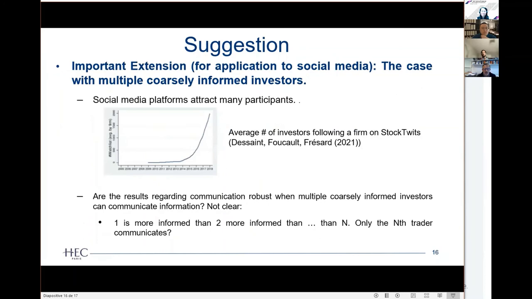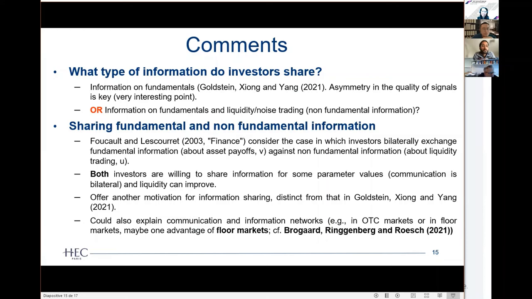One comment is about the type of information that people can share. In your model, the two guys have information about fundamentals, and they communicate this type of information, even though the more informed guy is not really interested in the fundamental information of the less informed guy. Another scenario could be people sharing fundamental and non-fundamental information. I have an old paper published with Laurence Descouret in 2003, where we considered exactly this setting in a Kyle setup, where we had two traders, one trader with information about the fundamental, and one trader with information about noise trading, as in your model.